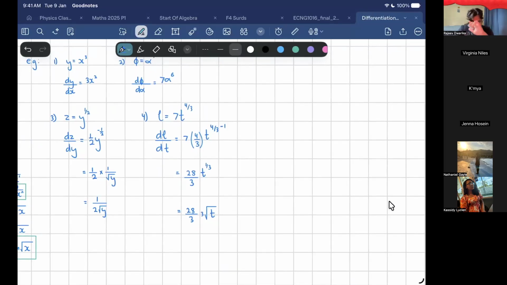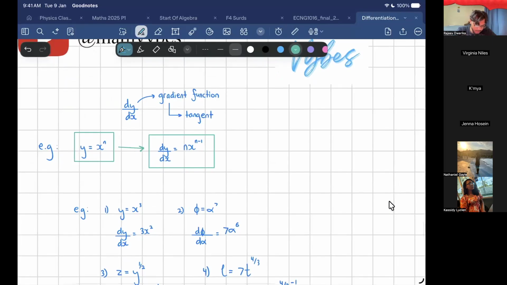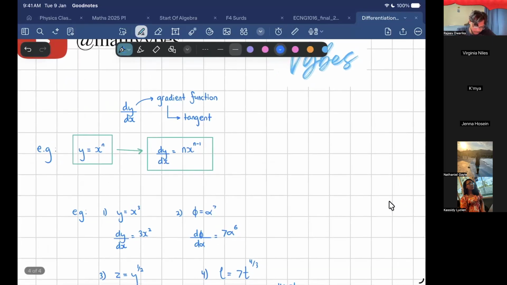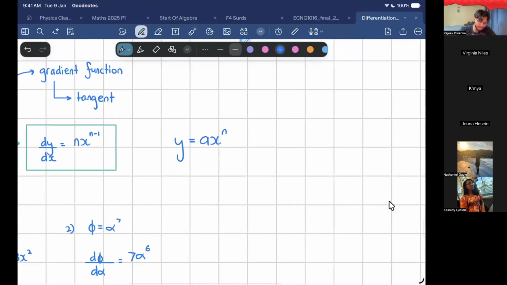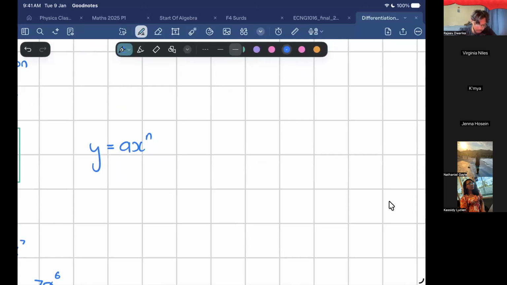Are we okay with the most basic form of differentiation? Now, this is one case. There's also the other case where you have y is equal to ax to the power n, which comes from the first one, obviously.